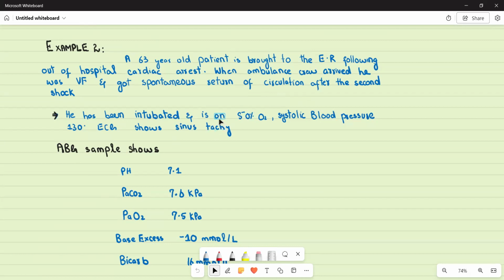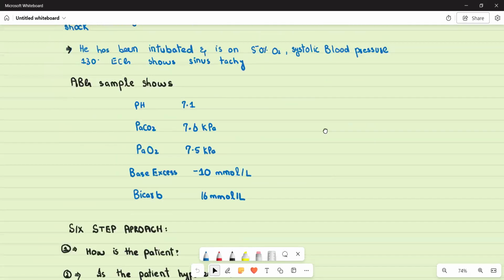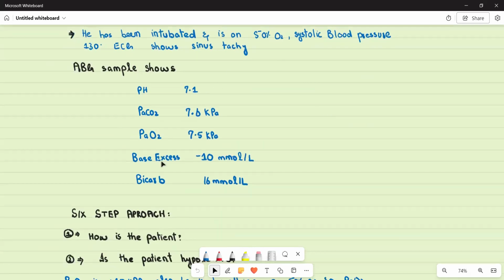So what actually happened here is a 63-year-old patient has had a cardiac arrest at his home, and an ambulance was called. When the ambulance arrived, the patient was in ventricular fibrillation, and they started CPR. There was a spontaneous return of circulation after the second shock because ventricular fibrillation is a shockable rhythm. So the ambulance crew must have shocked him. After the spontaneous return of circulation, he was intubated and he's on 50% oxygen at the moment. His systolic blood pressure is 130 and ECG is showing sinus tachycardia. The ambulance crew has also taken an ABG sample and you have the ABG report.